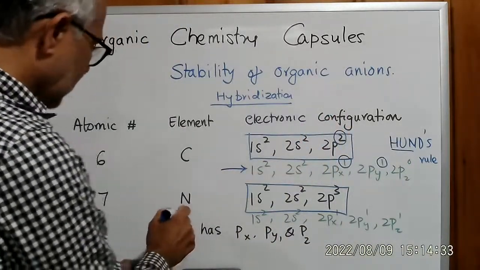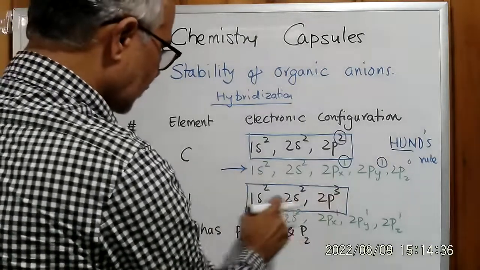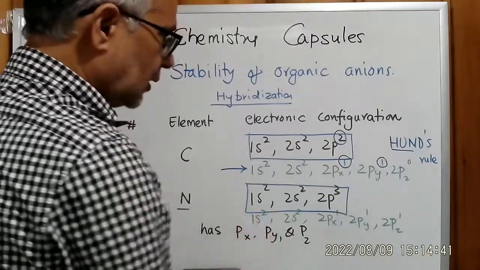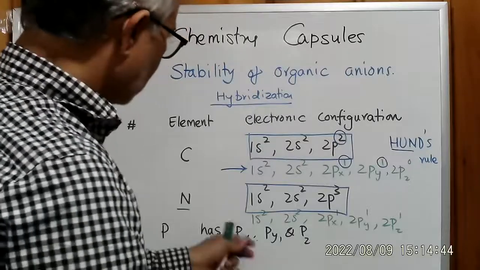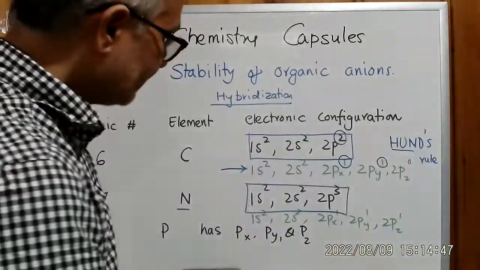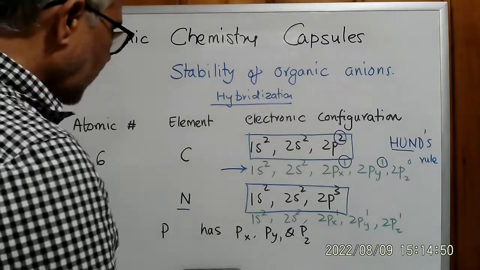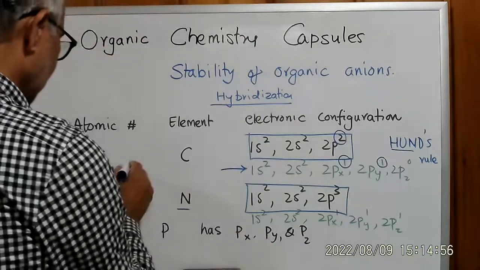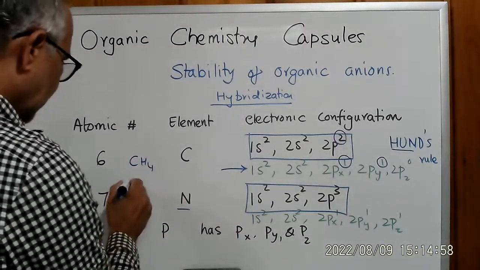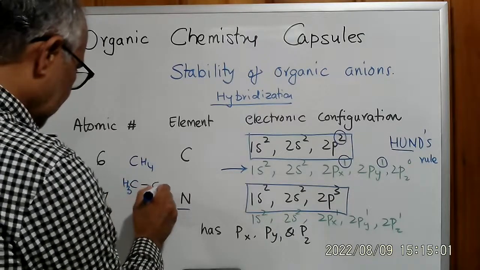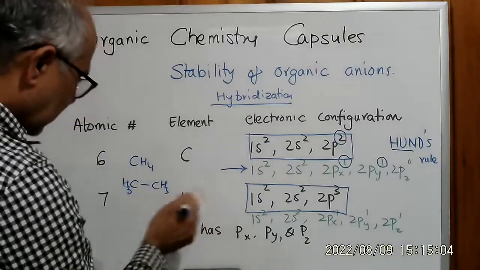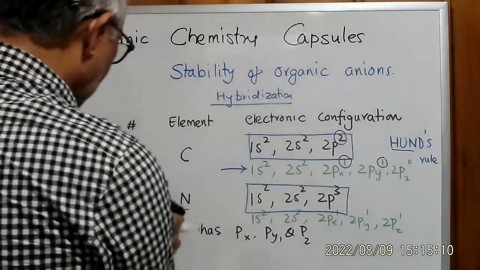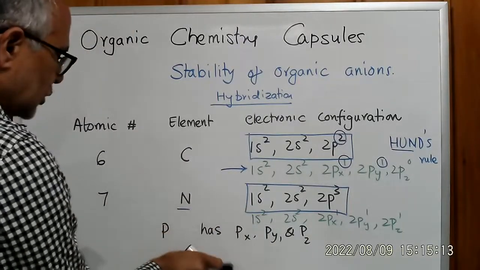Similarly, we can write the electronic configuration of nitrogen. The simplest one is like that, which you are already familiar with from a previous class, and the one in green is a better configuration because it follows Hund's rule. Now, we know carbon forms 4 bonds. For example, the simplest one, CH4. Another one, CH3 connected to another CH3. Like this carbon is connected to 3 hydrogens and 1 carbon, so 4 bonds. Every carbon in a neutral compound forms 4 bonds.